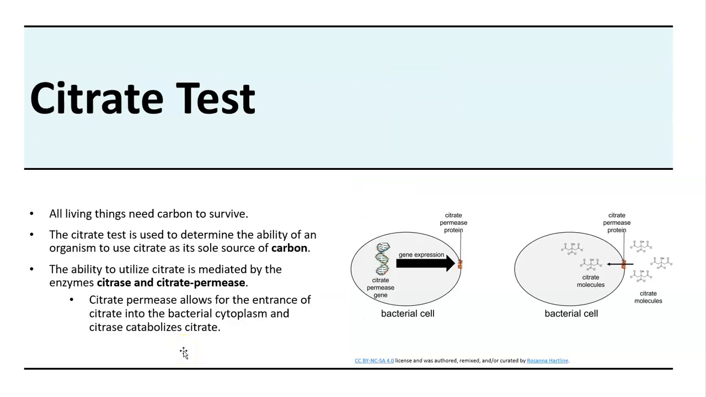The next test is the citrate test. The citrate test is used to see if bacteria are able to use citrate as their sole source of carbon. And carbon is an essential nutrient. All organisms need it to survive. And the only carbon source in these test tubes is citrate. So if the bacteria is able to use citrate as a source of carbon, it will do so in order to survive.